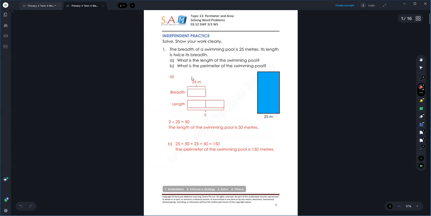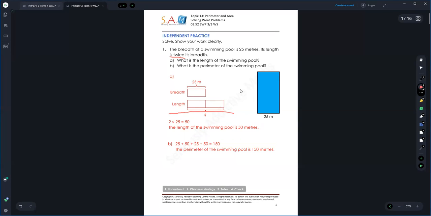All right, the next booklet, first question is important. Now, this is the kind of question that it's good to show them using the bar model method. Okay, so the breadth of a swimming pool is 25 meters. Its length is twice its breadth, right? So comparison. So you draw the breadth, 25 meters, and then twice its breadth means you have to draw 2 units. Then you'll be able to find what the length is, right?